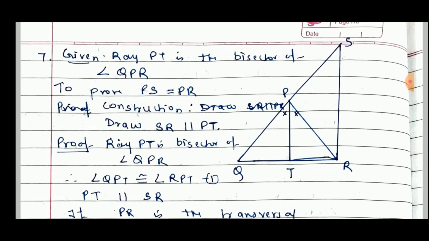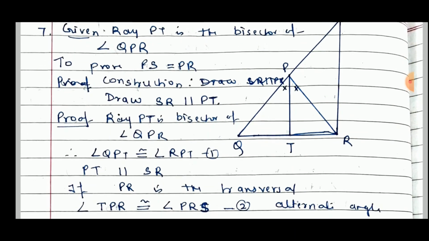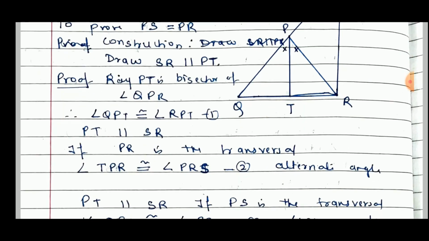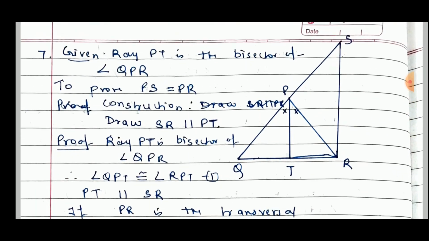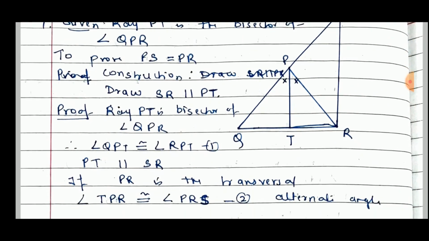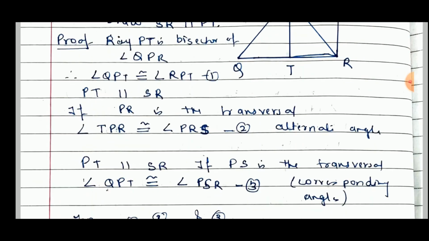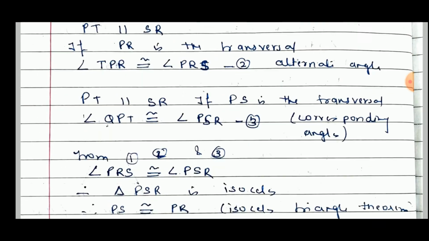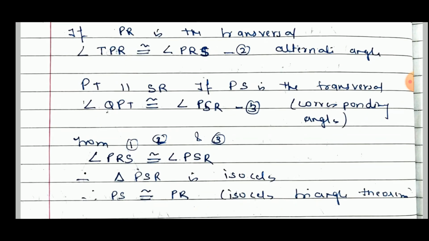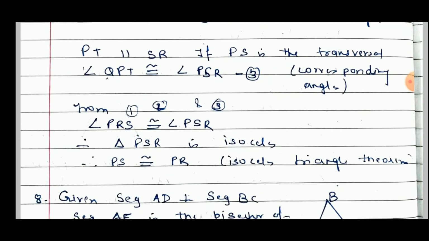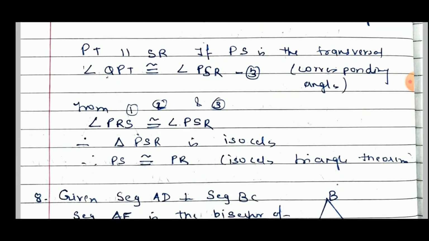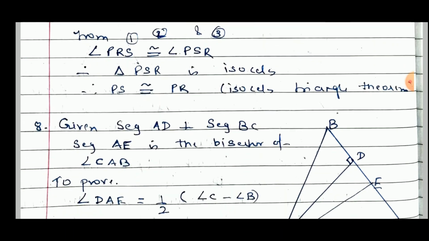If PR is the transversal, then angle TPR is congruent to angle PRS, alternate angles. And if PT is parallel to SR and PS is the transversal, then angle QPT is congruent to angle PSR, corresponding angles. So from the two we get angle PRS is congruent to angle PSR. Therefore triangle PSR is isosceles. So PS is congruent to PR by the isosceles triangle theorem.